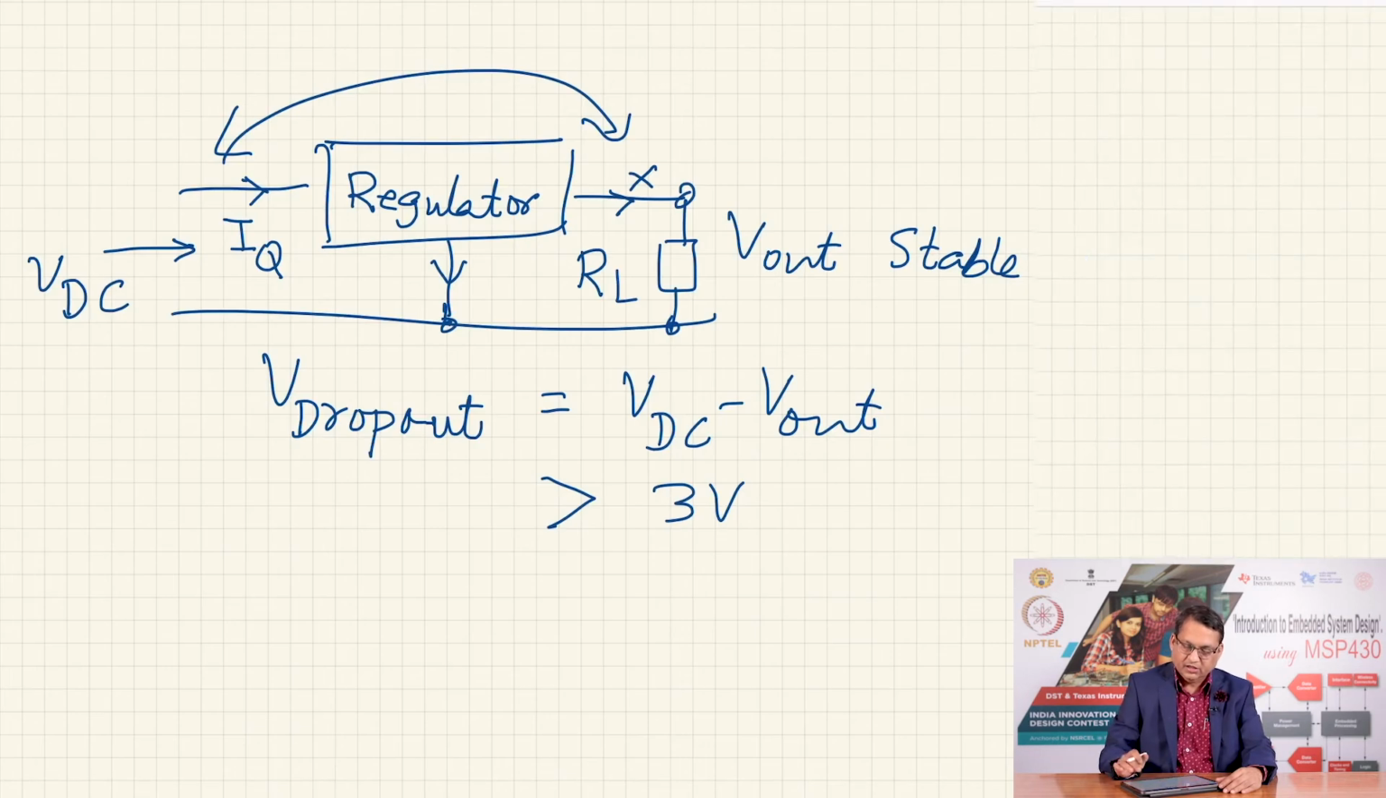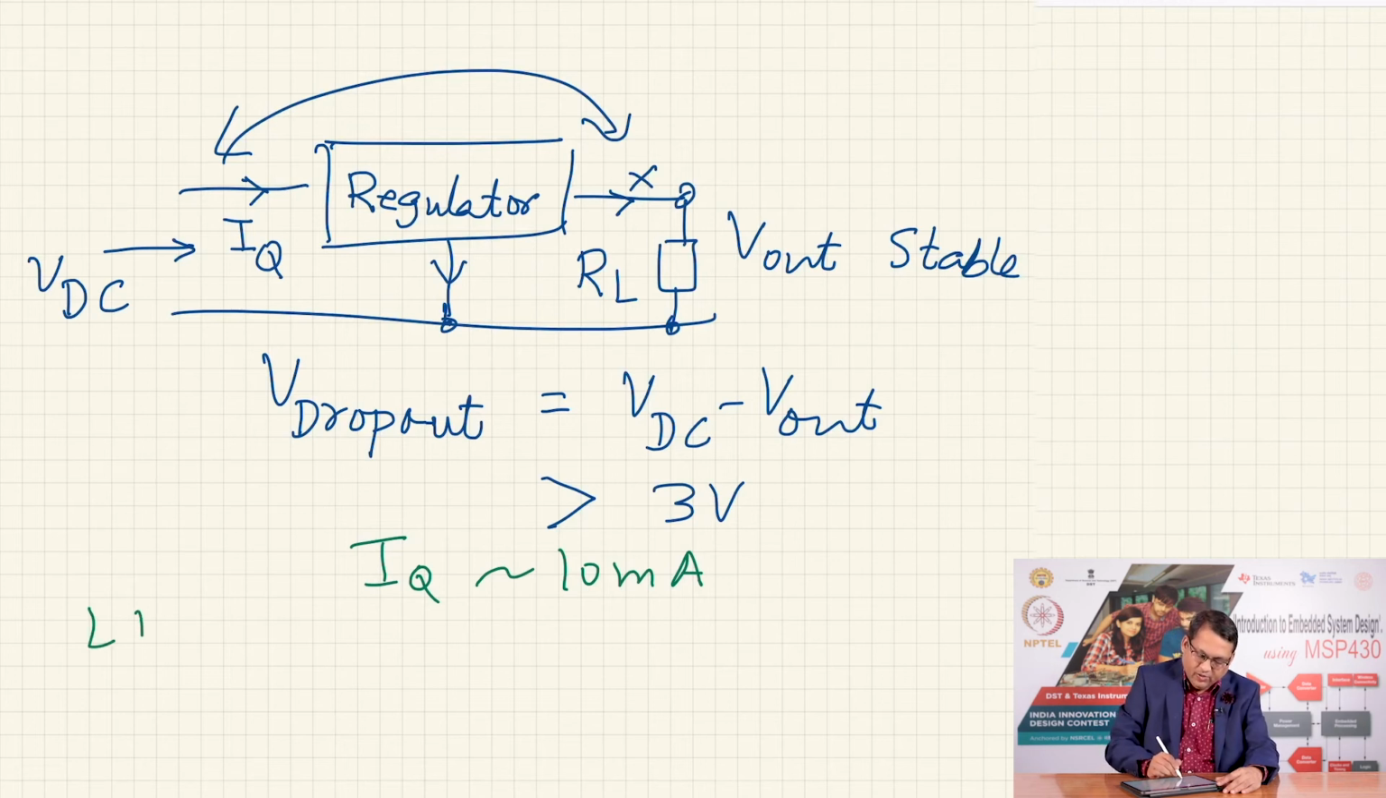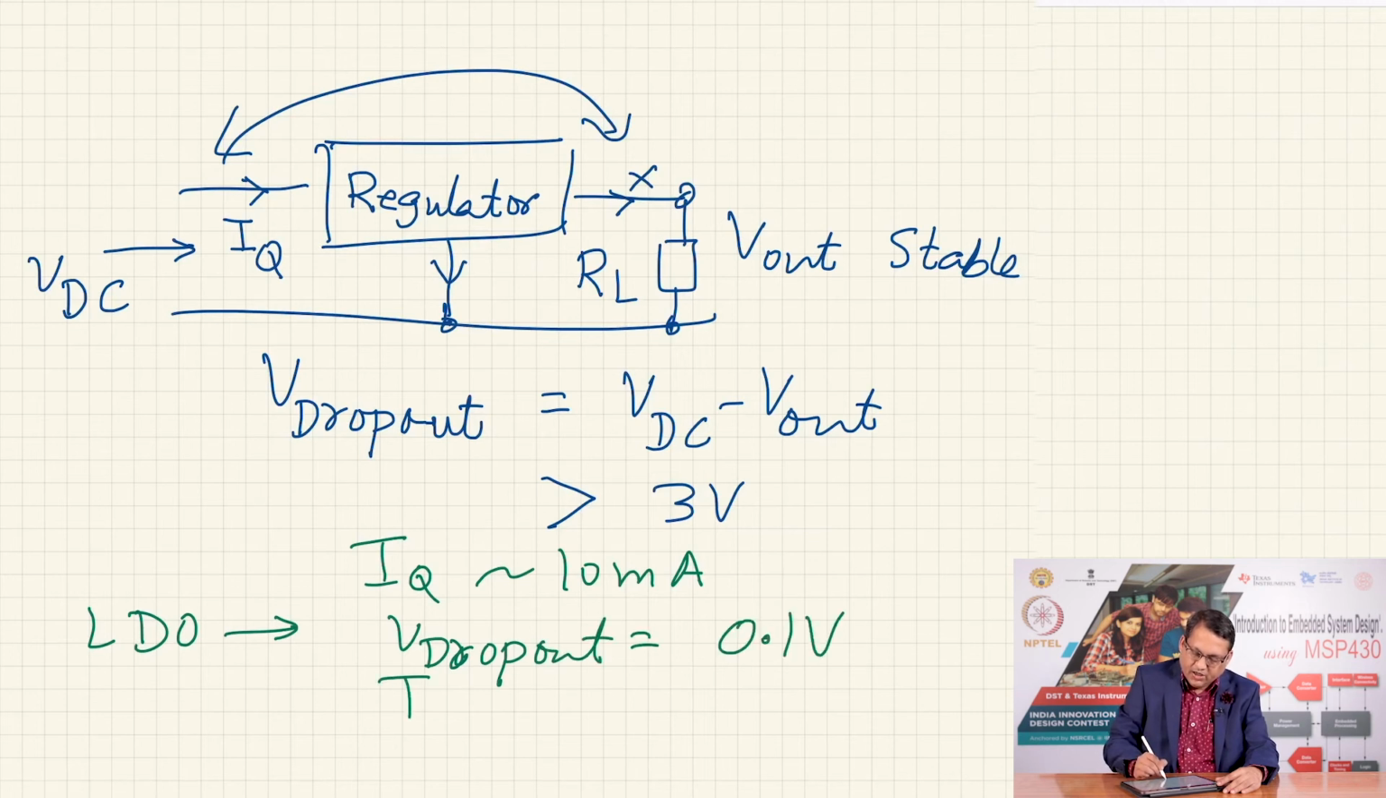Let us see what the numbers are. If I look at the 7/8 series of regulators, I have roughly 3 volt dropout and the quiescent current IQ is of the order of 10 milliampere. But if I look at other options, that is use LDO, then LDO will give you a V dropout as low as 0.1 volt and IQ as low as 10 to 100 microampere.